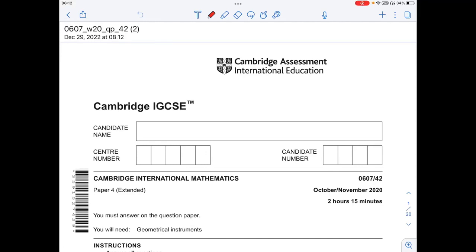So welcome, this is Cambridge IGCSE International Mathematics, October-November 2020, 0607, paper 42.